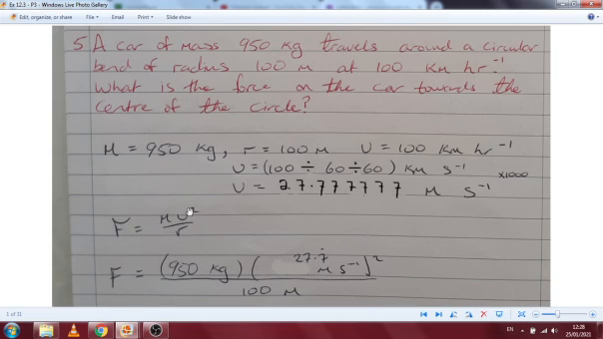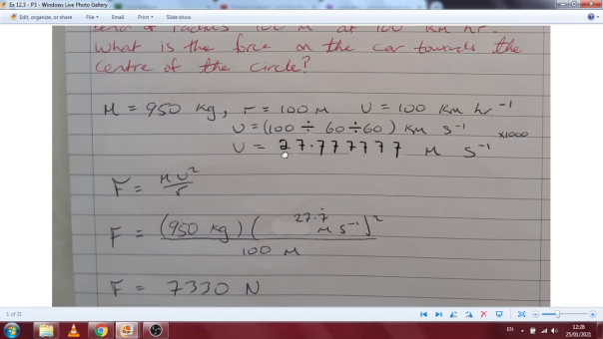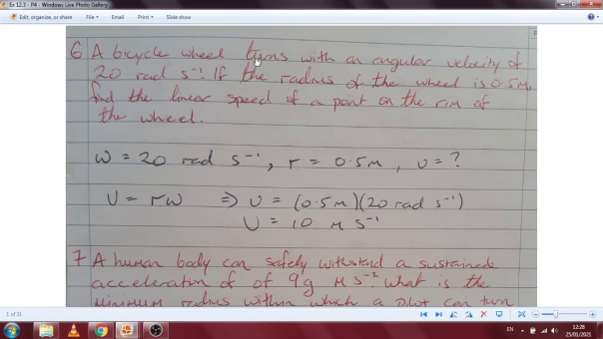We're looking for the centripetal force, so we're going to use this formula because we have the velocity, mass by velocity squared over radius. We sub in our figures, we got our mass. We've just found our velocity in meters per second, 27.7 recurring, and we divide it by the radius, which again we're told is 100 meters. So we sub in all of that information and we get that the force is 7,330 newtons, and again remember to include your units in your answer.